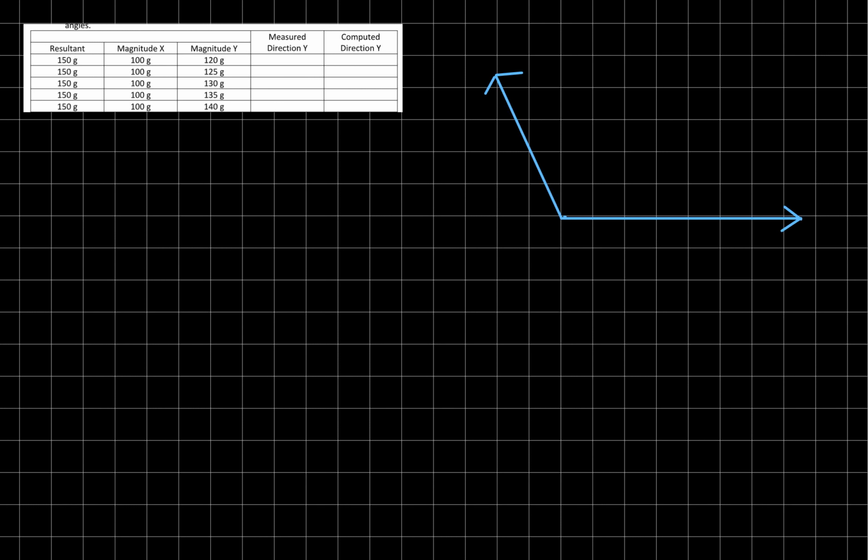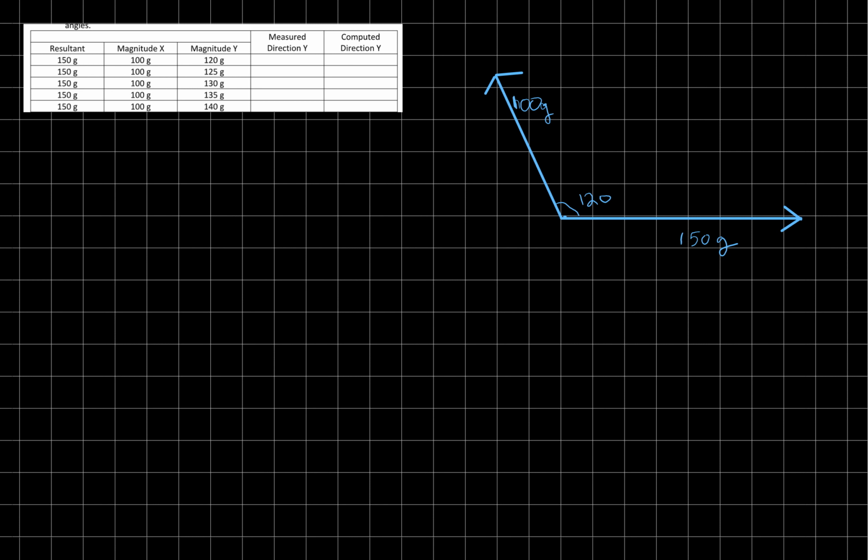So you have 150 grams at 0 degrees and 100 grams at the 120 degree mark. Okay, sorry, that was a mistake, it's 100 grams, and the angle is 120. So what we need to do here is we're looking for the equivalent force.